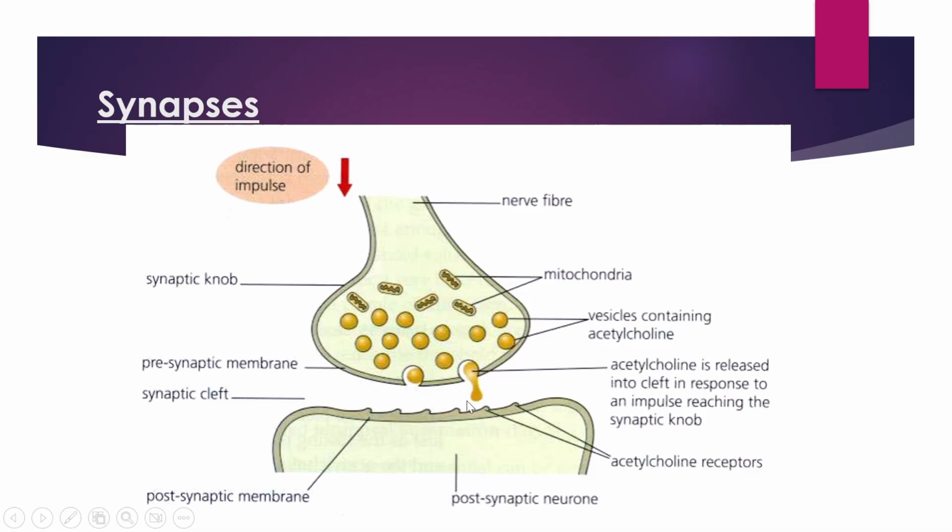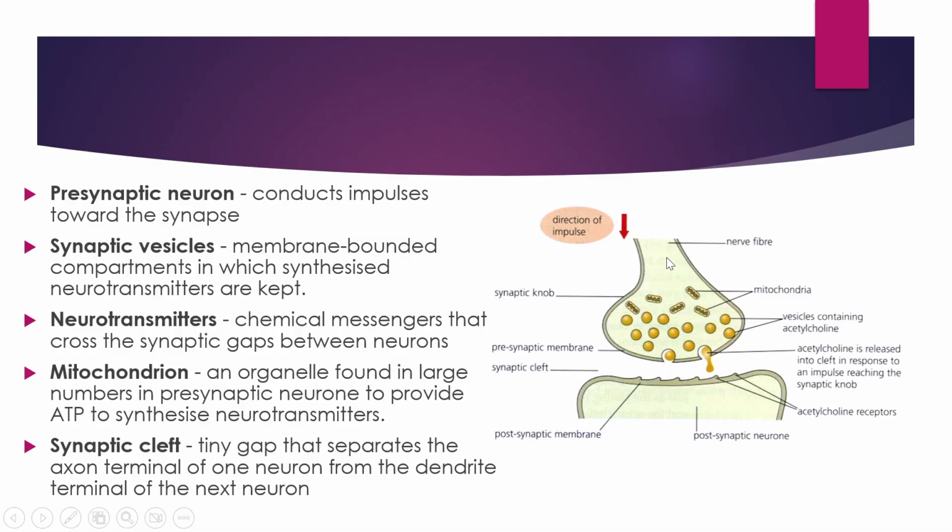That'll diffuse across the synaptic cleft, which is the gap between them, and then the acetylcholine will bind with receptors on the postsynaptic membrane, acetylcholine receptors, and then that will open sodium channels and trigger an action potential in the postsynaptic neuron. So the presynaptic neuron conducts impulses towards the synapse.